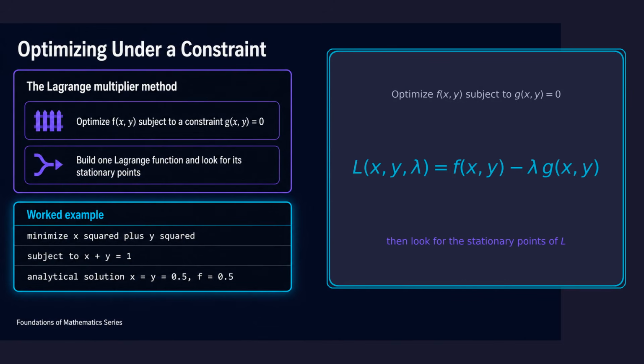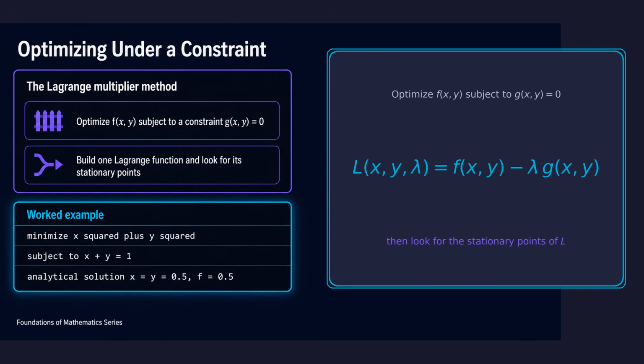Real optimization problems usually come with strings attached. Minimize the cost, but hold the total mass fixed. The Lagrange multiplier method handles that. The problem of optimizing f of x and y under the constraint g of x and y equal to 0 is reduced to finding the stationary points of the Lagrange function L, defined as f minus lambda times g, where lambda is the multiplier. The constraint has been absorbed into the objective, so an unconstrained stationary point search now solves a constrained problem.